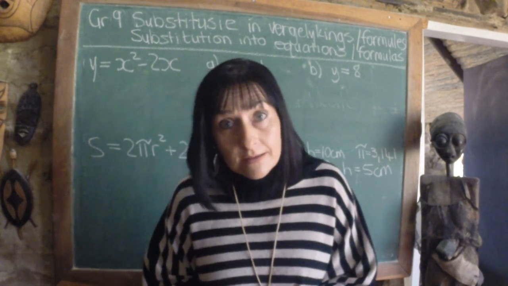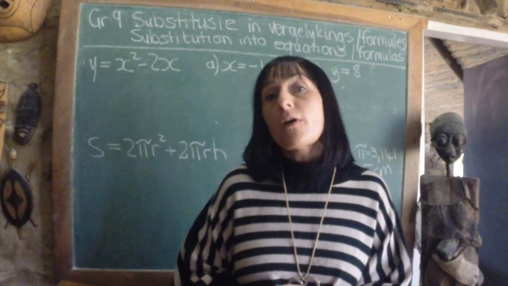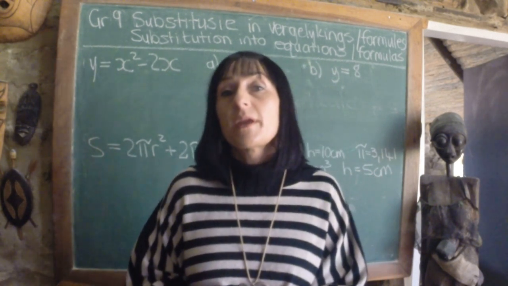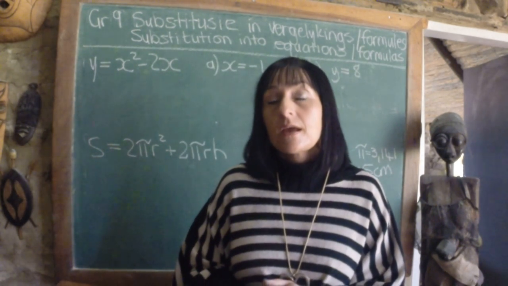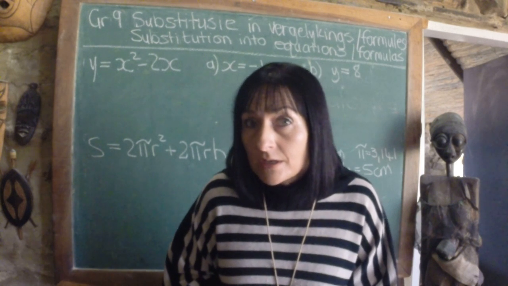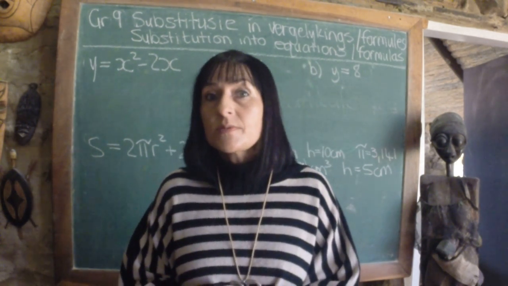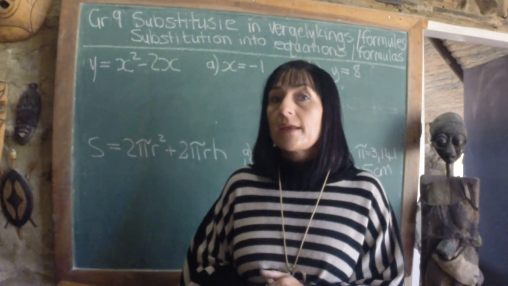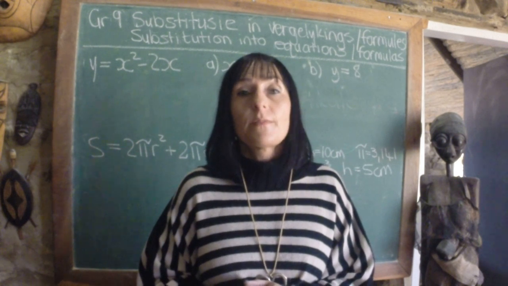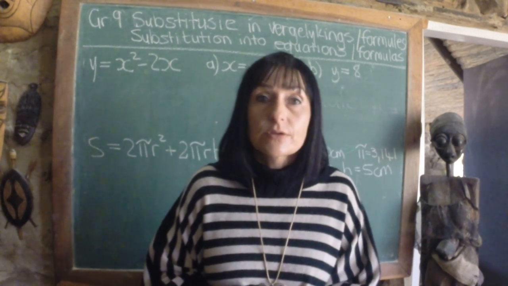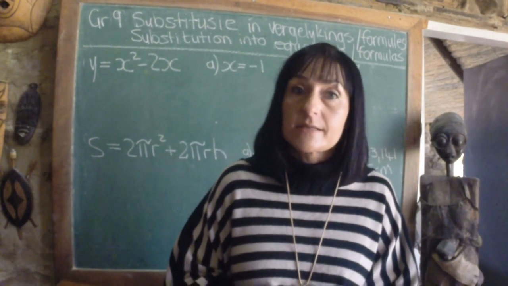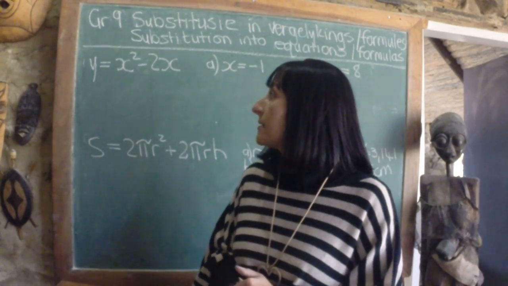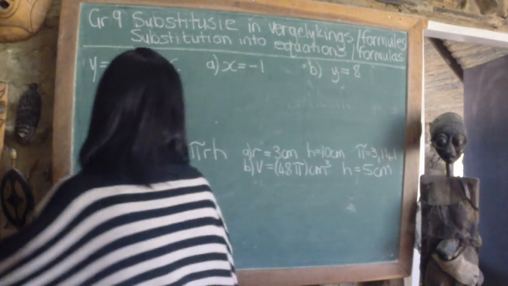Hoe doen ons dit? Ons vervang die letters van die alfabet met hakkies. How do we do substitution? We substitute the letters of the alphabet with values by putting brackets into it. So let's quickly look at this question.